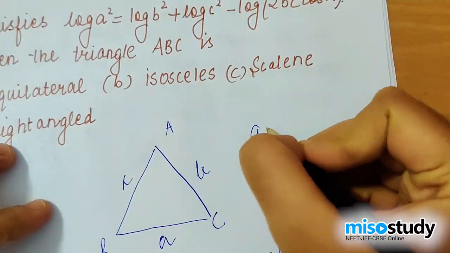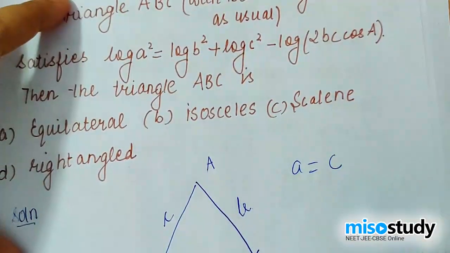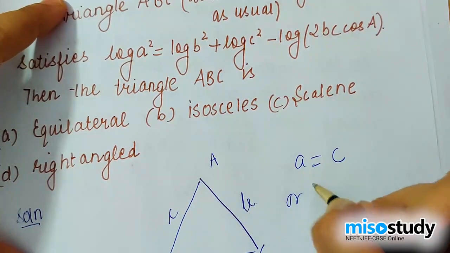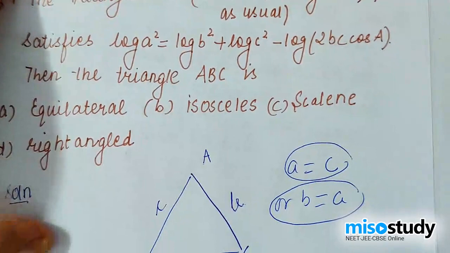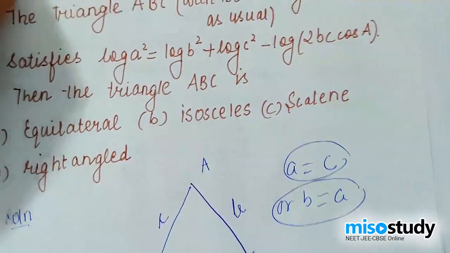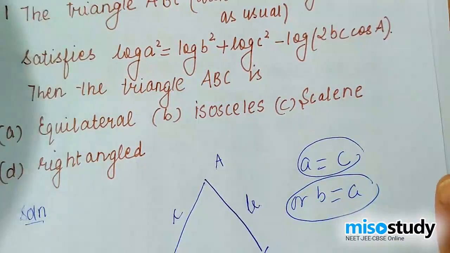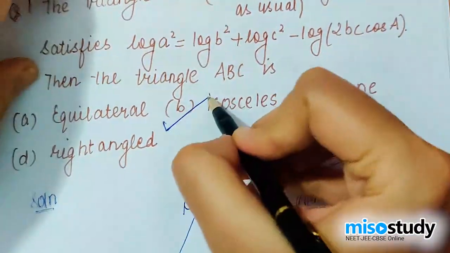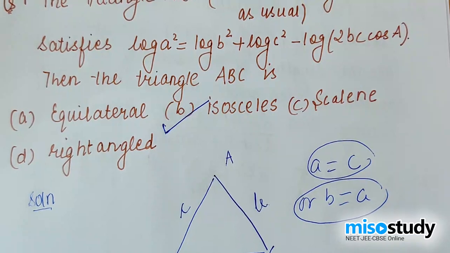So therefore I will have either a = c or b = c. If one of the conditions is true, then since any two sides are equal, either a equals c or a equals b, that means my triangle has to be an isosceles triangle, and I hope you are very clear with the same thing. Alright, I hope you have understood this question.